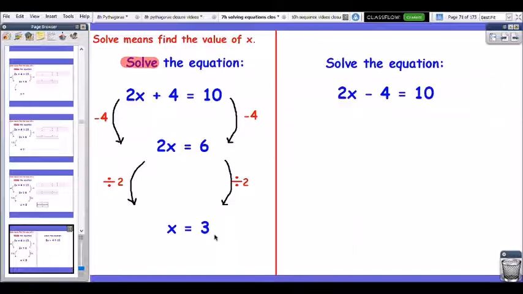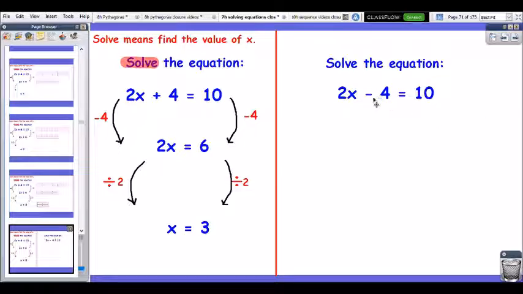Let's try some more examples together. So 2x minus 4 equals 10. Notice how similar this question is to the question that I just did. I wonder how the working out will change. You are welcome to pause the video here if you'd like to try it yourself, or equally if you'd like to just listen to me explain it, that's absolutely fine.